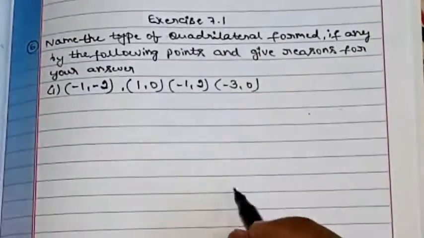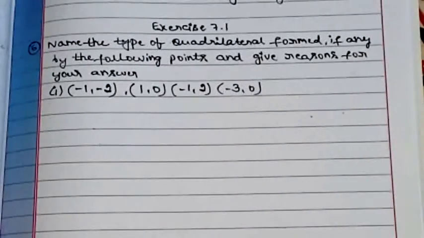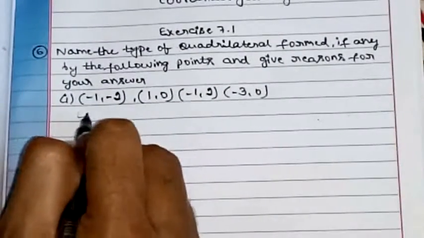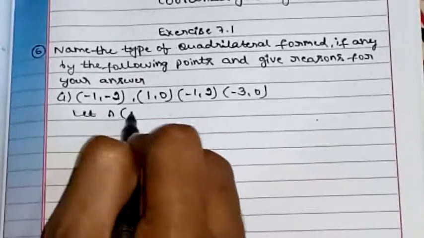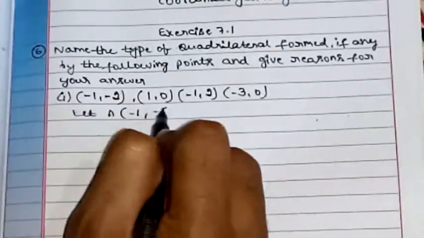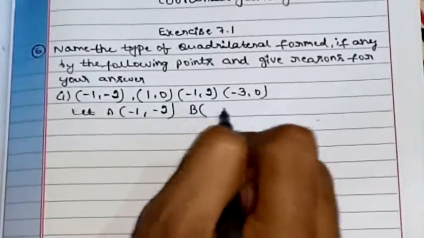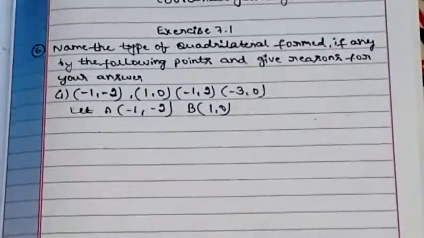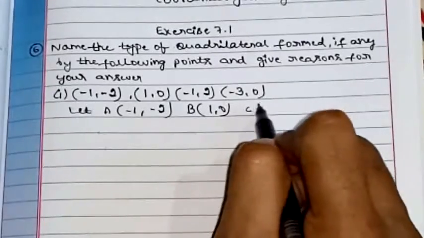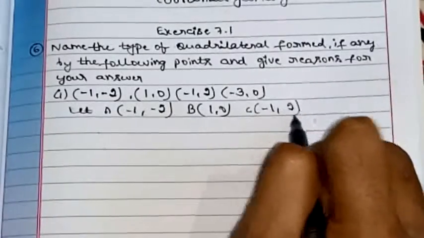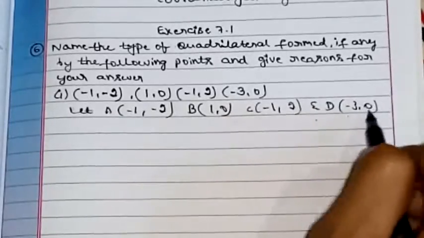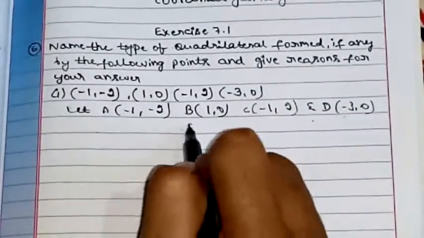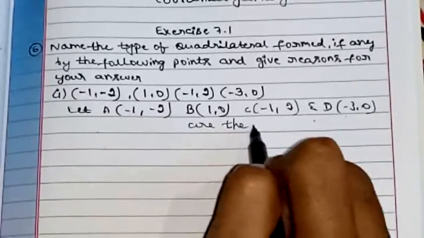Now how will you solve? Let me write, let A of minus 1 comma minus 2, and B of 1 comma 0, and C of minus 1 comma 2, and D of minus 3 comma 0 are the points, right children?